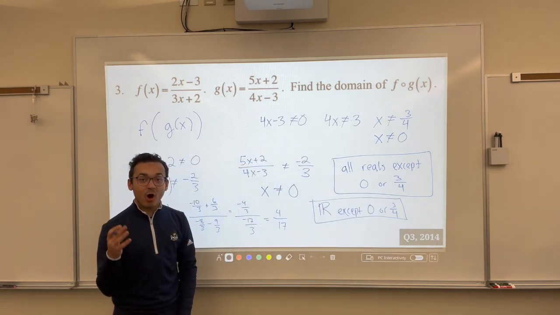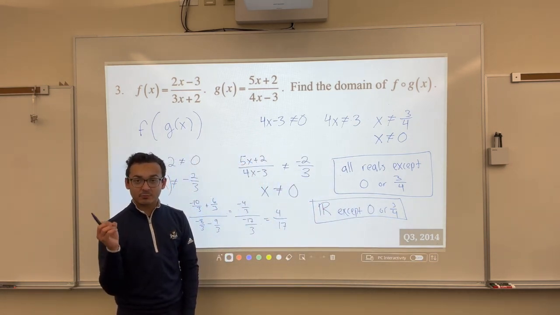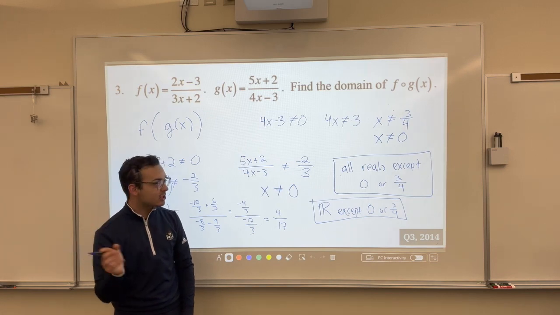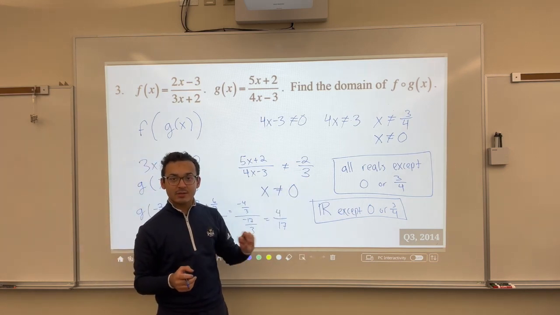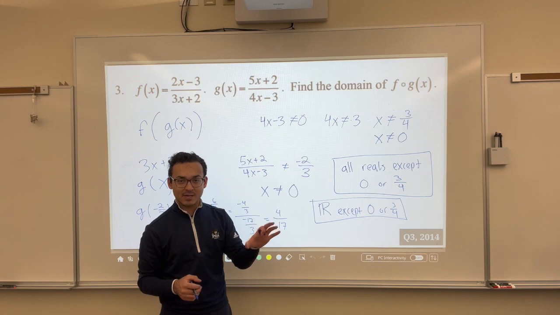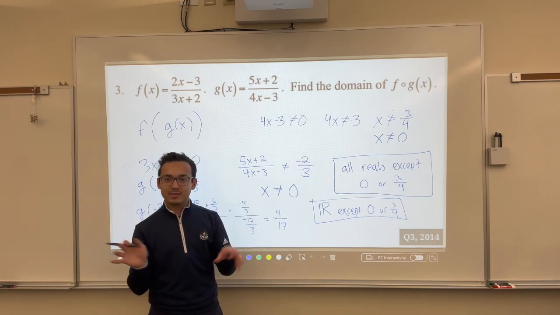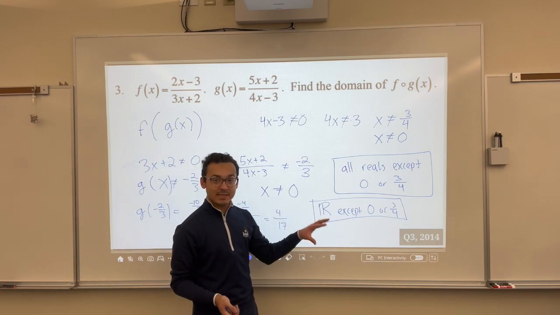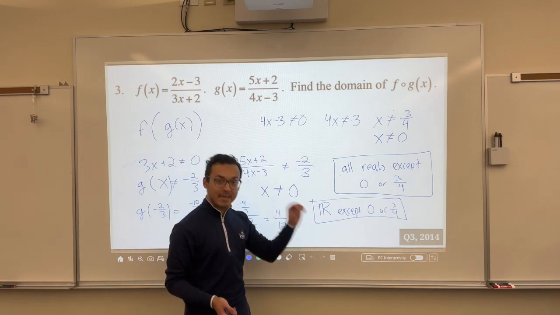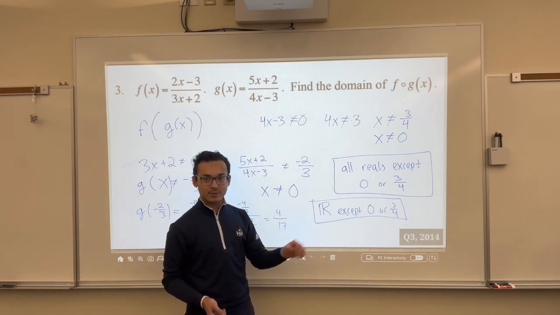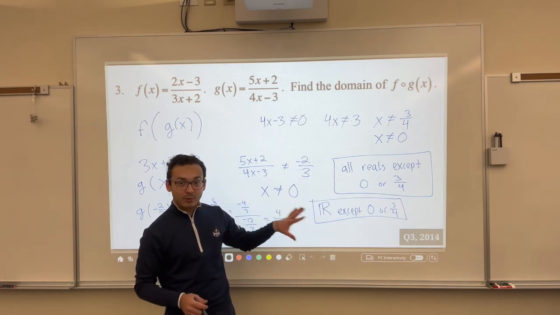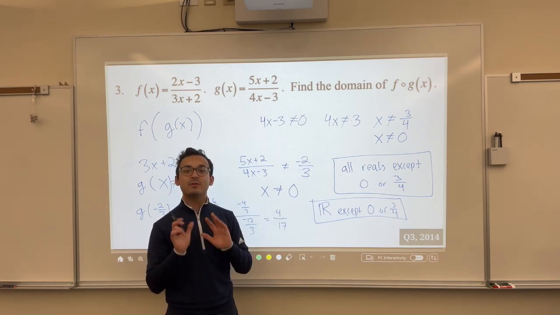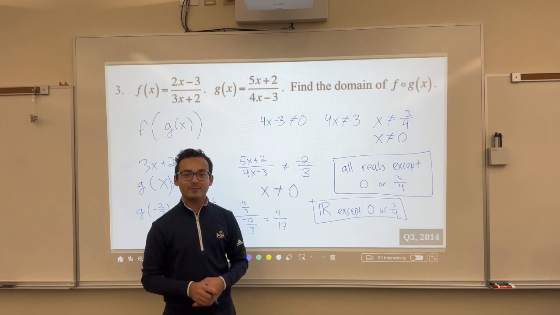Now, of course, there are other ways to successfully report domain or range, but I find this to be the clearest way to get across your message. I find set builder notation or interval notation is a bit messy. This clearly states what you mean. All reals except 0 or 3/4. All right, with that problem out of the way, let's move on to the final problem of this video.